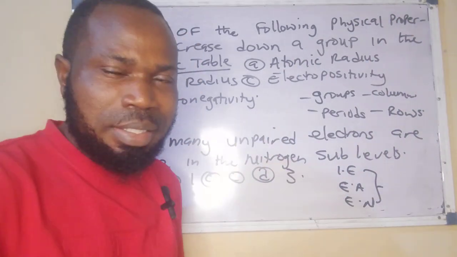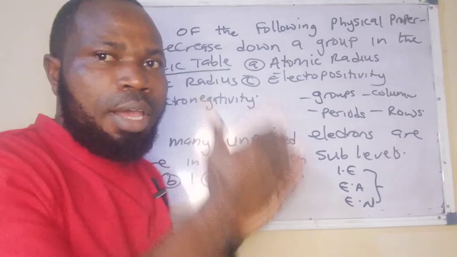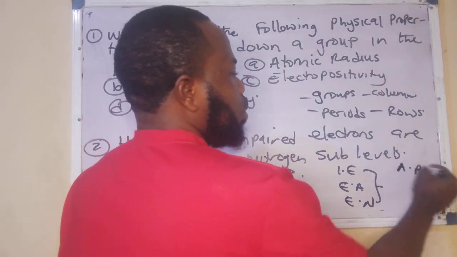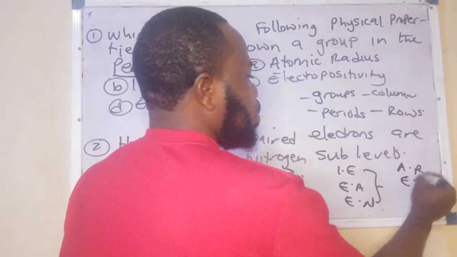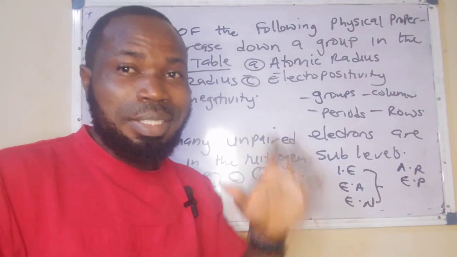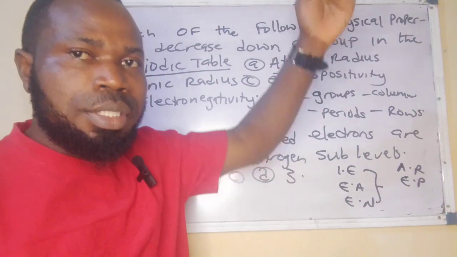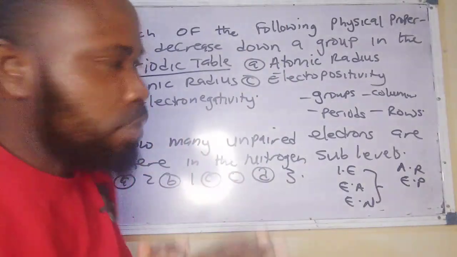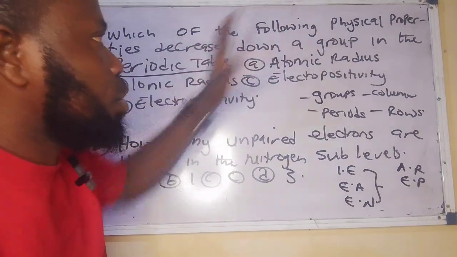But there are some properties that decrease from left to right. Now, what are those properties that decrease from left to right? We have what? Atomic radius. We have electro what? Positivity. They tend to what? Decrease from left to right, but increase from top to bottom. Now, if we have understood that, then we can be able to trash this question.